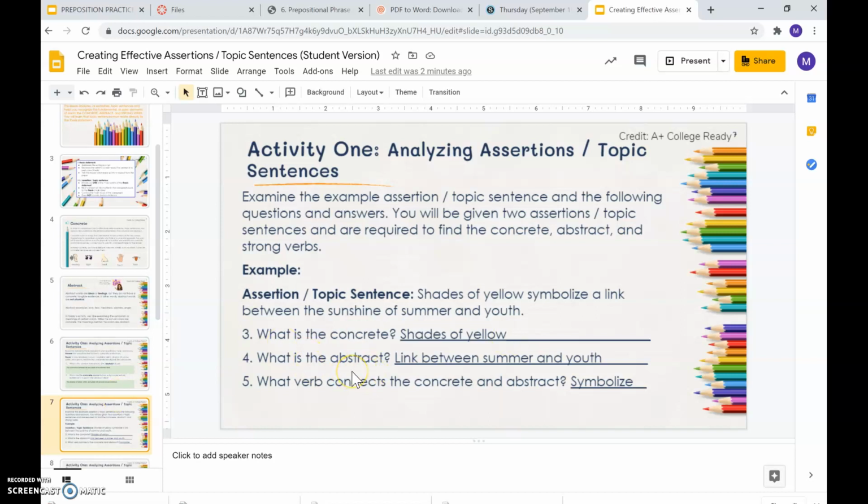What is the abstract? What is being symbolized with these colors? What do the colors symbolize? Well, here's the word symbolize. Shades of yellow symbolize a link between summer and youth. And then number 5, what verb connects the concrete to the abstract? What is joining shades of yellow to the link between sunshine of summer and youth? The word symbolize.